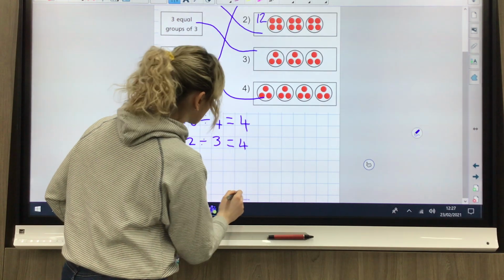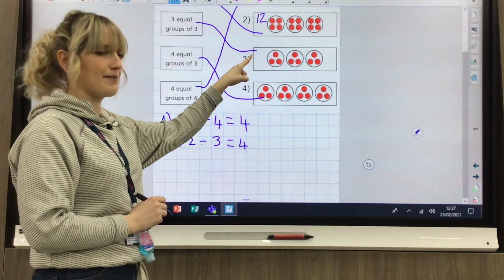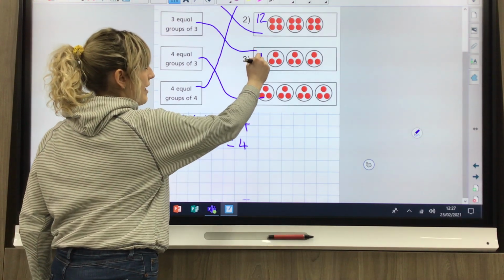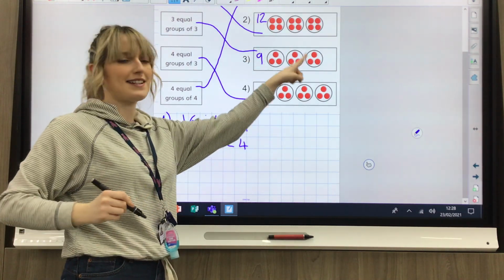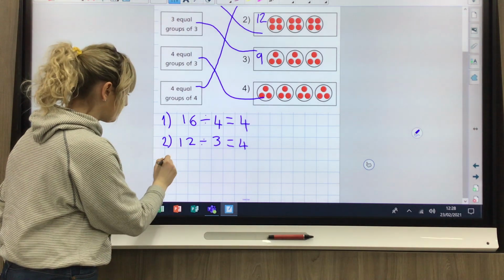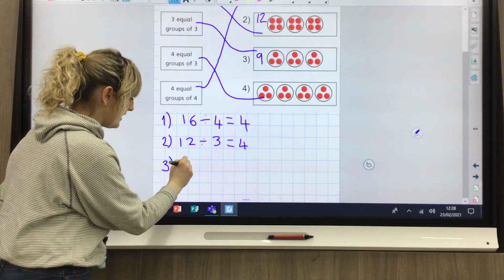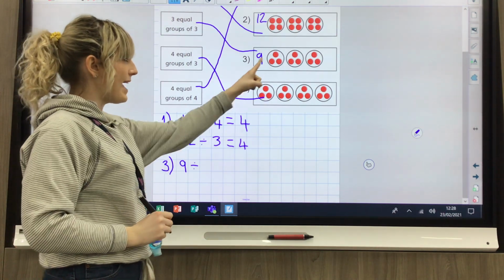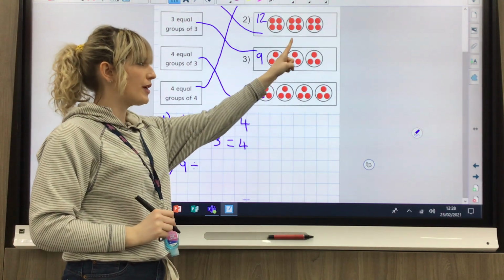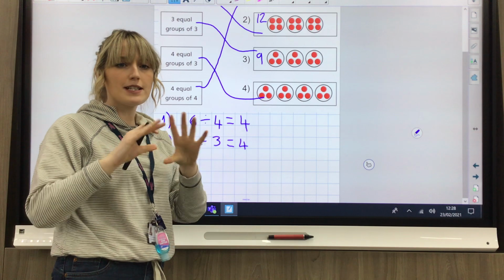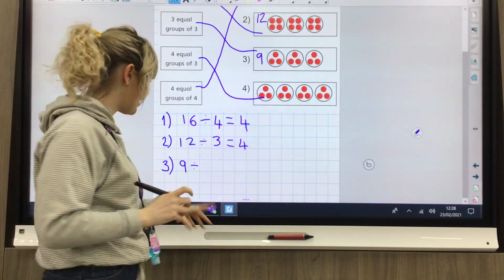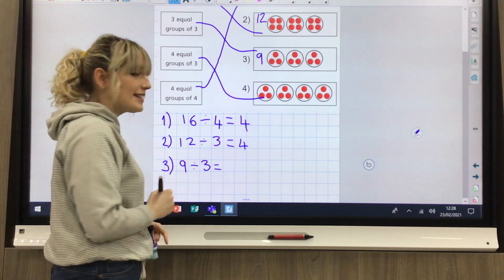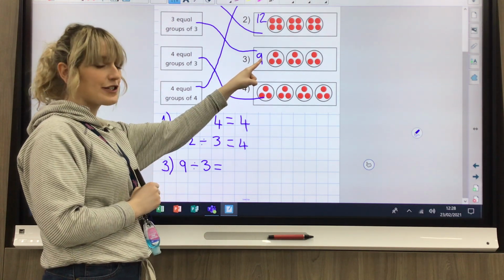So, picture number 3. There are 9 red counters all together. 3, 6, 9. So, we've got 9 divided by, and we've made 1, 2, 3 groups. So it's been split into 3 groups. So 9 divided by 3 is, so how many is in each group?